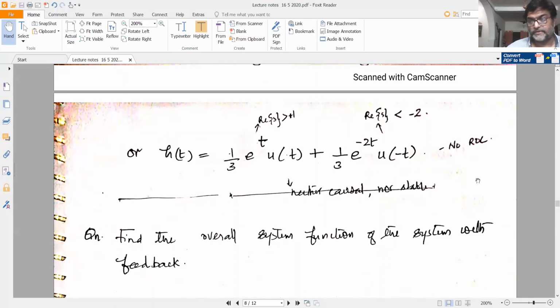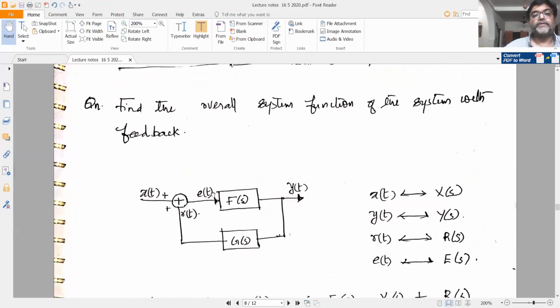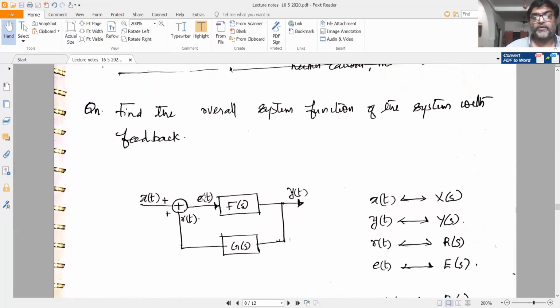So there is no region of convergence for this signal h of t. You can put it in many ways. This h of t, or the corresponding h of s, refers to an unstable system. That is one way to put it. The second is that the system does not have a frequency response, which means h of j omega cannot be computed.